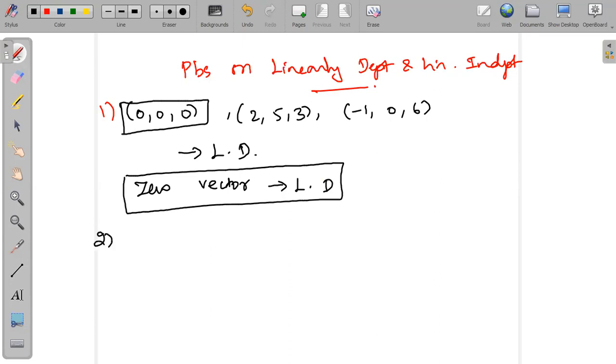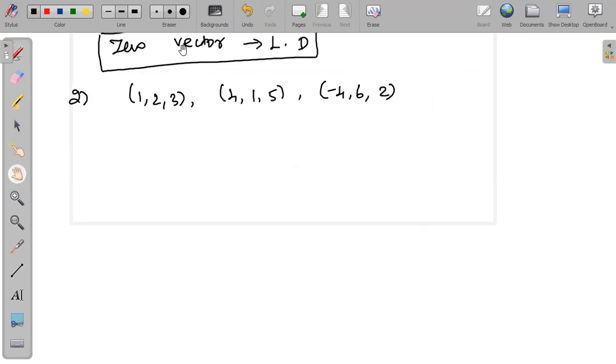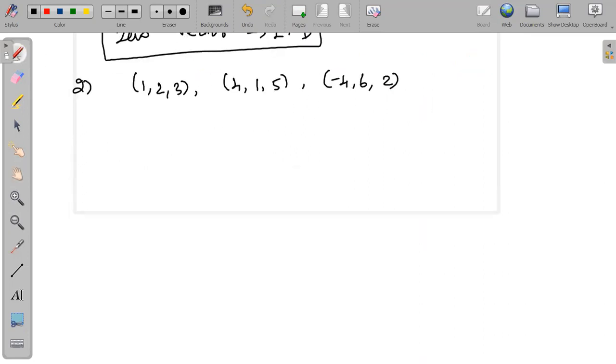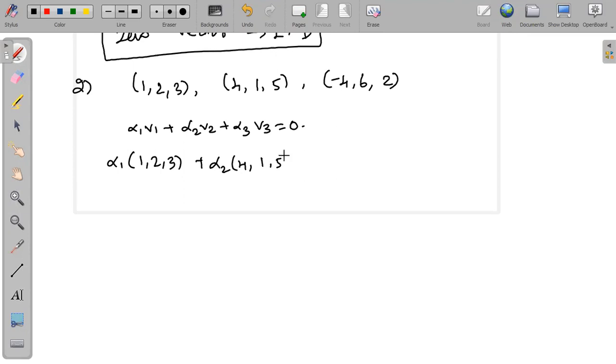Now the second one is 1, 2, 3, then 4, 1, 5, minus 4, 6, 2. So we have two methods to do this problem. One of the methods is alpha 1 v1 plus alpha 2 v2 plus alpha 3 v3 is equal to 0. So alpha 1 times the first vector 1, 2, 3, the second vector alpha 2 times 4, 1, 5, and the third vector alpha 3 times minus 4, 6, 2 is equal to 0.